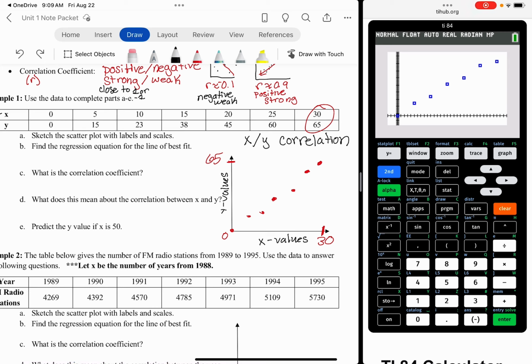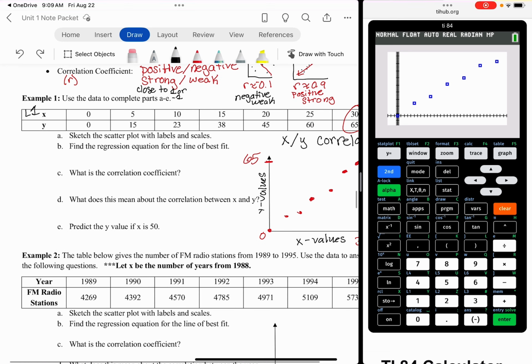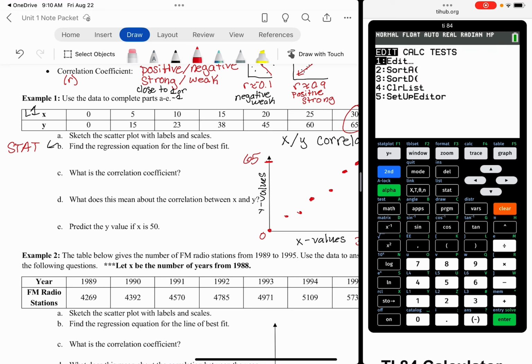Now we need to find the regression equation for the line of best fit. So the line of best fit, to do that, we are going to follow a few steps on our calculator. So the first thing you're going to do is hit the stat button again, which we've used before. This time though, instead of going to edit, we are going to go to calc. So you're going to hit the right arrow so you can go over where it says calc. Now in this chapter, all we are doing are linear regressions. They are going to be lines.